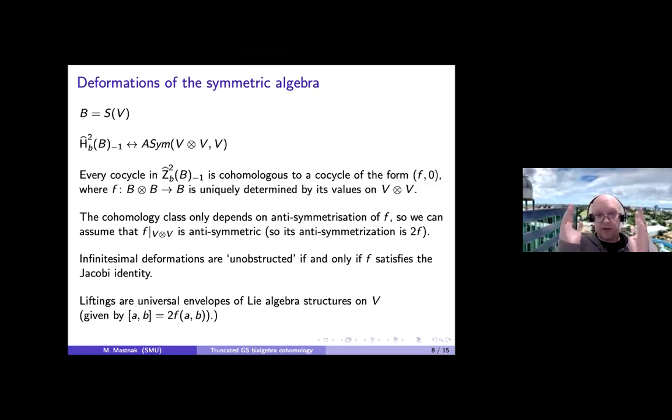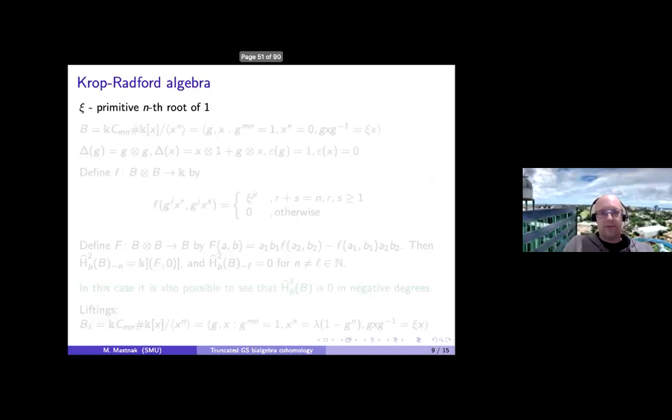So here you see, almost every, or a lot of infinitesimal ones will not at all lift to a formal deformation. So the lifting problem here is not at all cohomologically homogeneous. And let me briefly give you the simplest sort of non-trivial example.